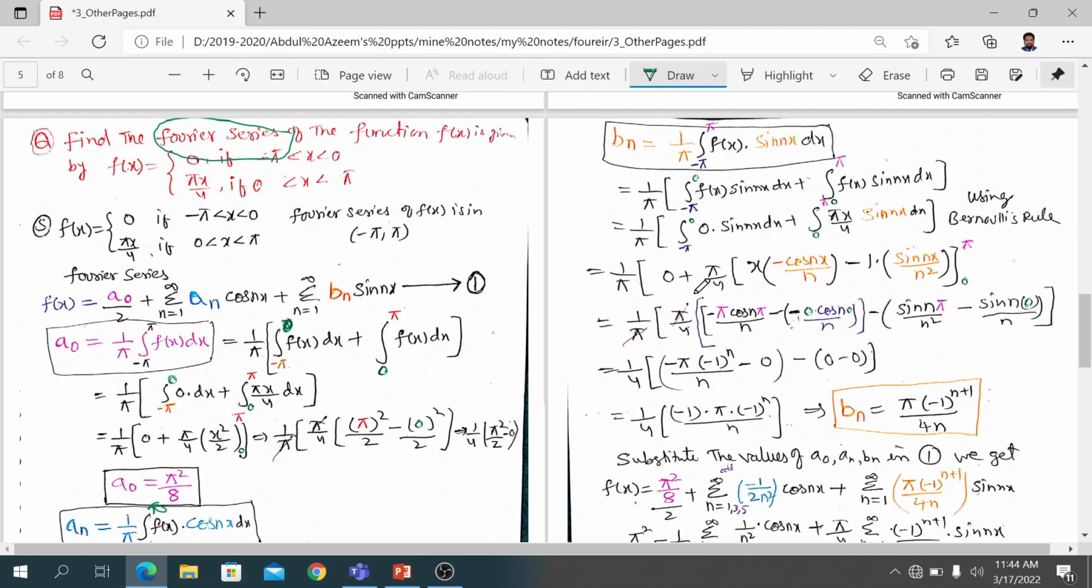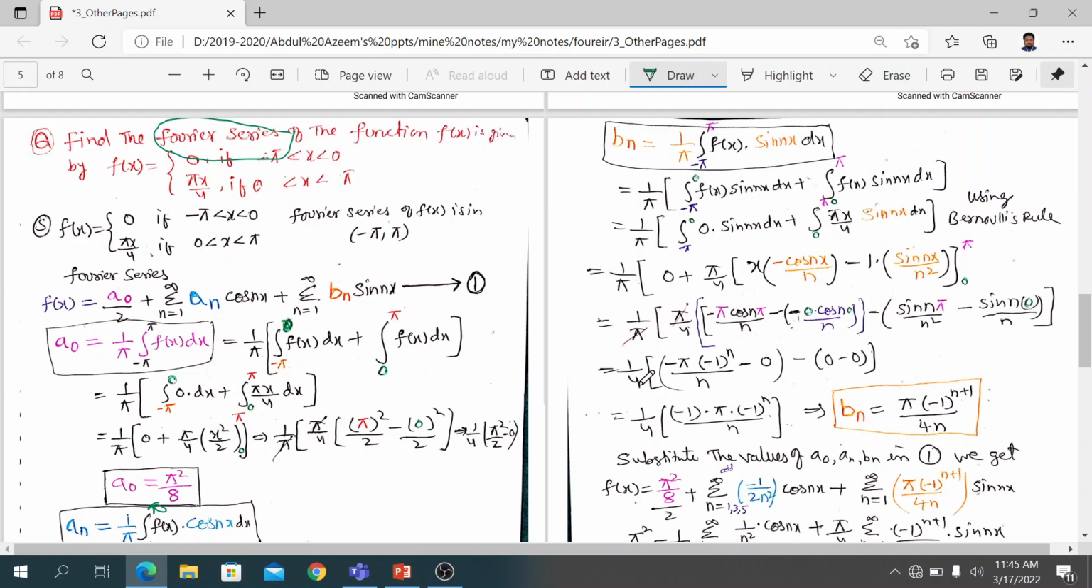So with the upper limit pi by 4, minus pi cos n pi by n, minus the lower limit formula, minus 0 cos n 0 by n, then minus sin n pi by n square, minus sin n into 0 by n. So this pi by 4 and this pi by 4 cancel. If I multiply here, it will become 0. So pi cancels, 1 by 4 pi, cos n pi value is minus 1 power of n by n, minus 0 into something is 0 by n, 0. Sin n pi is 0, sin 0 is 0.